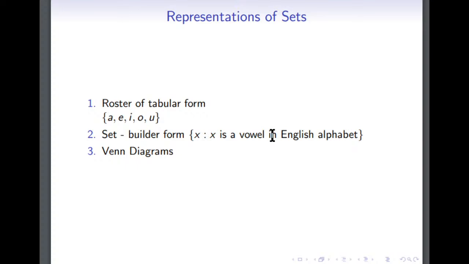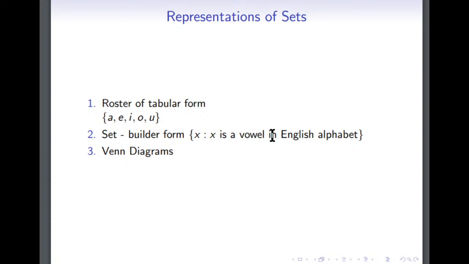Then I have a second type of representation of sets, that is set builder form. You know that there is a builder, an architect, who builds so many buildings. We can represent all the buildings built by a single builder by mentioning the name of the builder, because he is the common factor of those buildings.